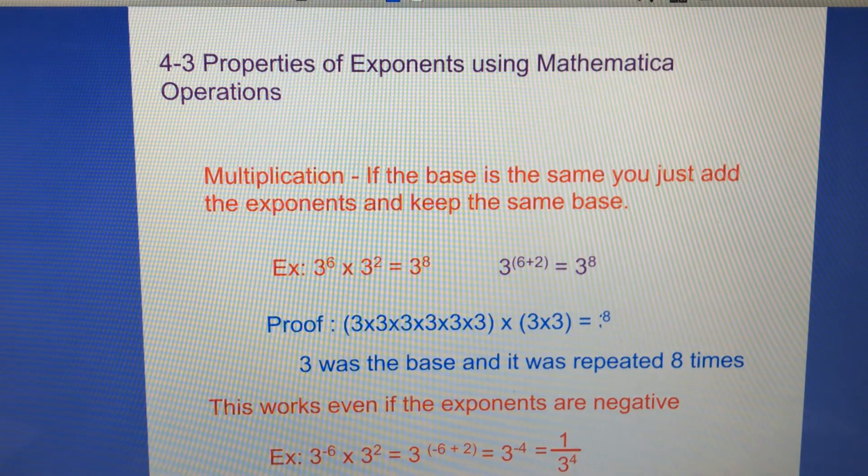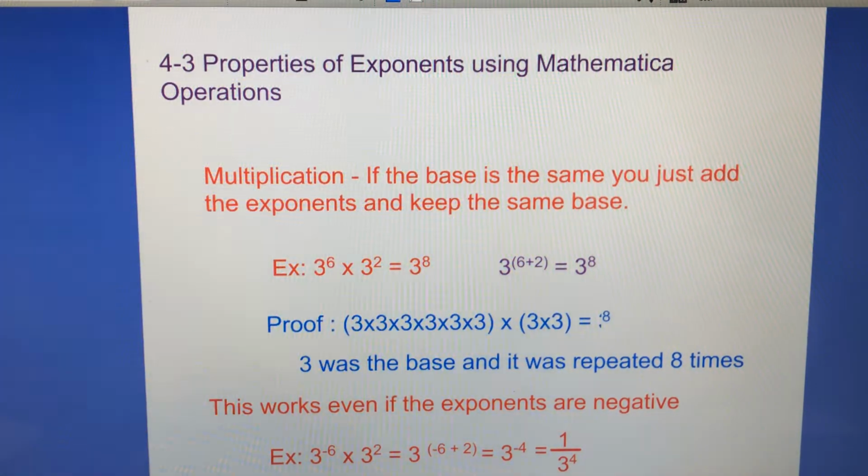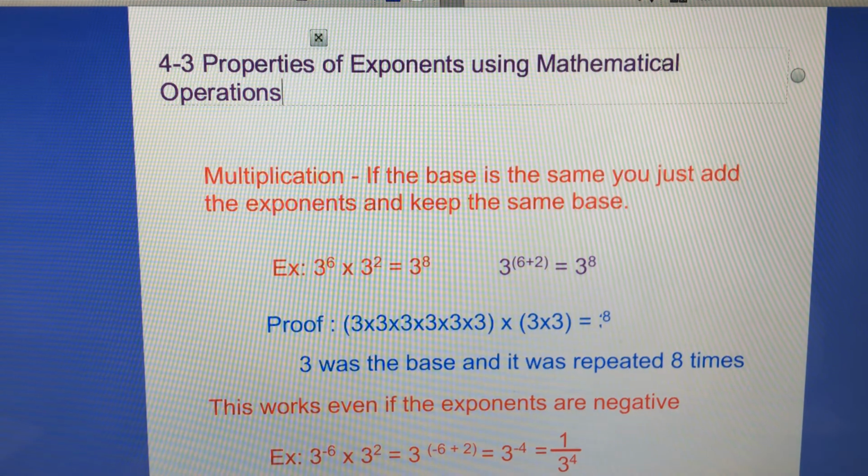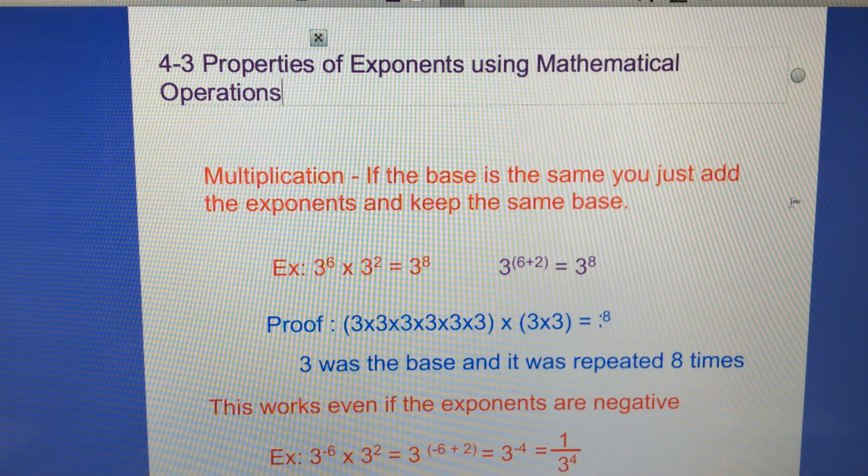All right, properties of exponents using mathematical operations. So we are on 4-3. We're going to now take our exponents that we've understood, learned all their characteristics, and we're going to do basic operations: multiplication, division, and power to a power.